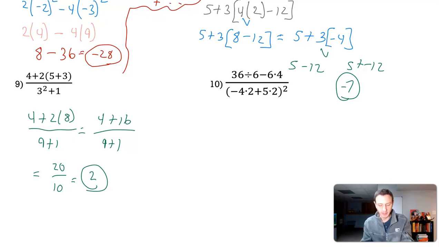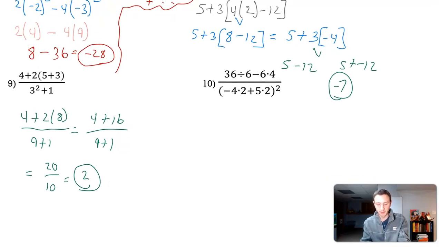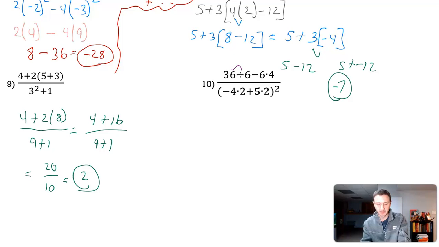And last one, number 10. Look at that. This is looking pretty good. On the top, I have division, minus, then a multiplication. So go left to right. I see the division happening first. 36 divided by 6 is 6. So you should have 6 minus 6 times 4. Before you do 6 minus 6, I know how tempting that is. You've got to do 6 times 4. 6 times 4 is 24. So 6 minus 24.